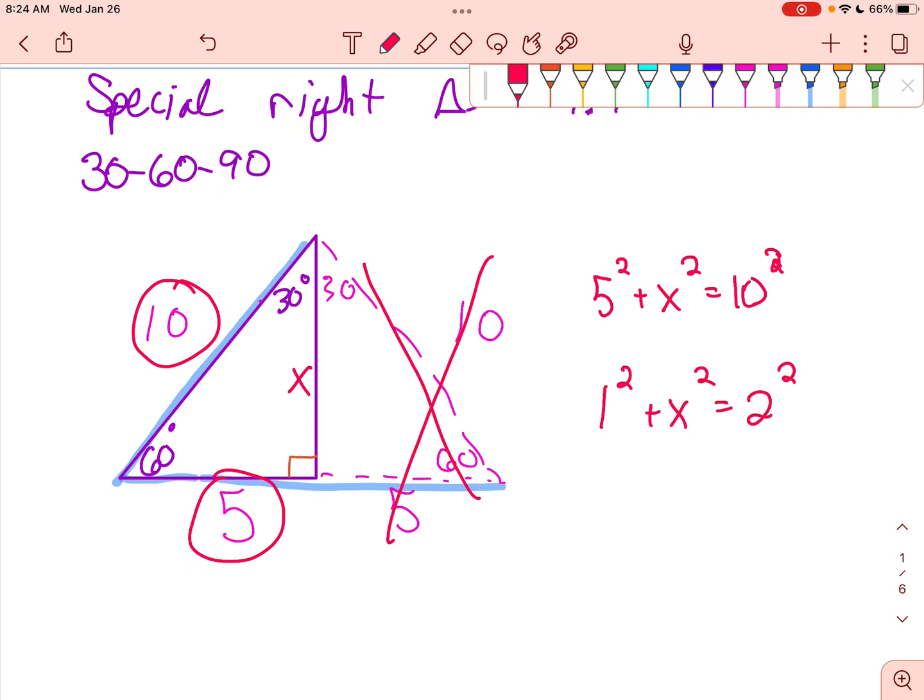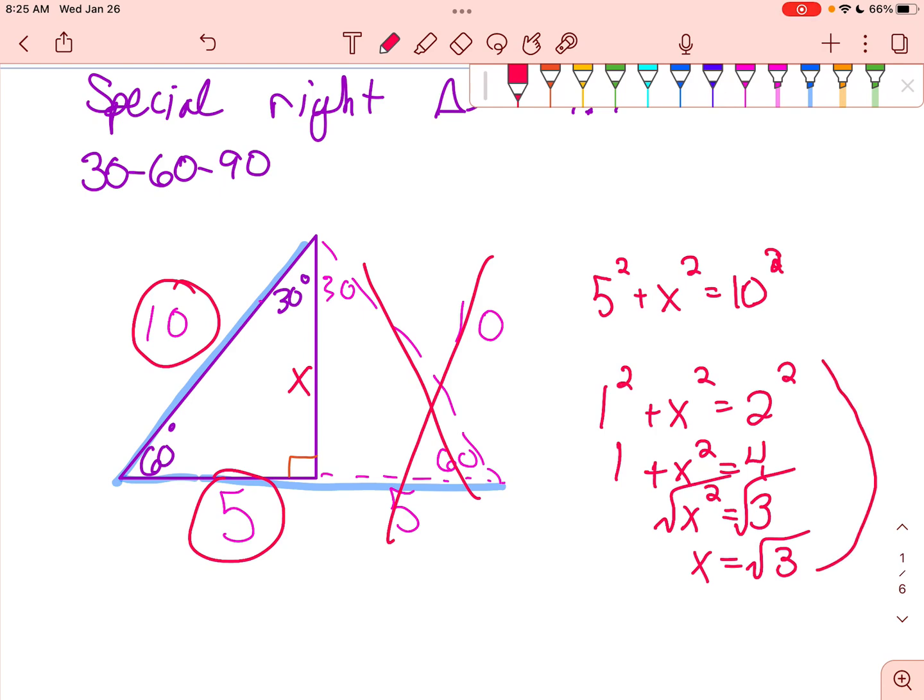Once I get my answer, I'm going to multiply it by 5, don't worry. So 1 plus x squared is equal to 4. X squared is equal to 3, and take the square root. So I have x equals positive and negative root 3. Of course, we reject the negative because you can't have a negative side. So the answer is x is the square root of 3. But again, I'm going back to multiply by 5. So my actual x value is 5 root 3.